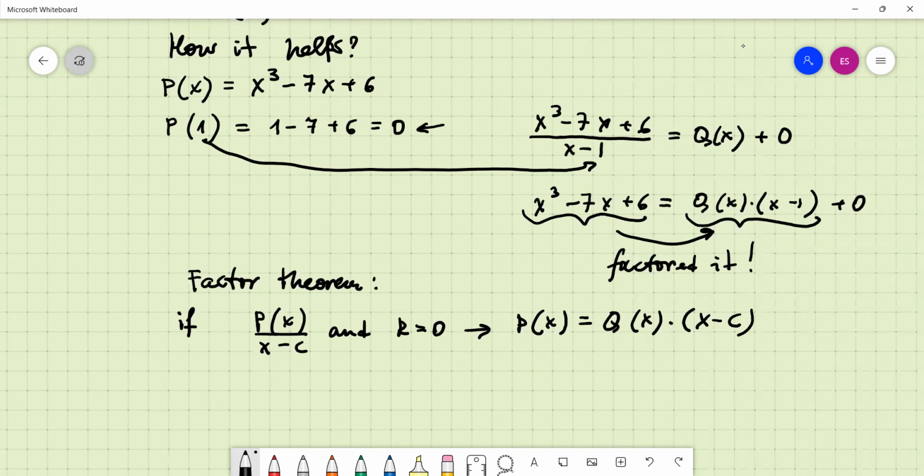The degree of polynomial Q is going to be lower than that of polynomial P. For example, for a cubic polynomial, Q is going to be a quadratic one, which is easier to factor further, right?